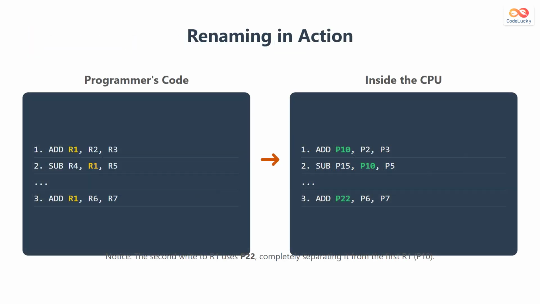Here is a concrete example. On the left, we have the programmer's code reusing R1 for two different calculations. On the right, we see what happens inside the CPU. The first R1 is mapped to physical register P10. The second write to R1 is mapped to physical register P22. Now, these two blocks of code are completely independent. They can execute in parallel because they are writing to physically different locations.